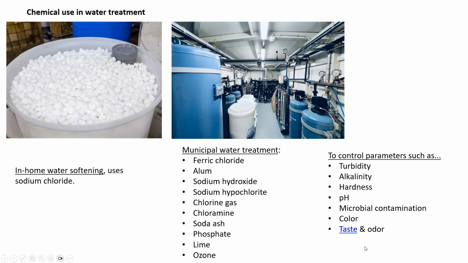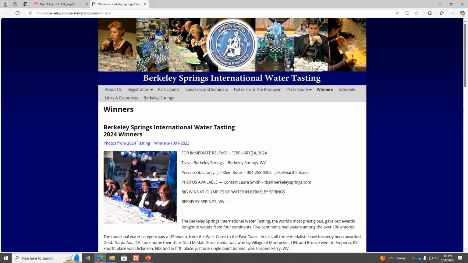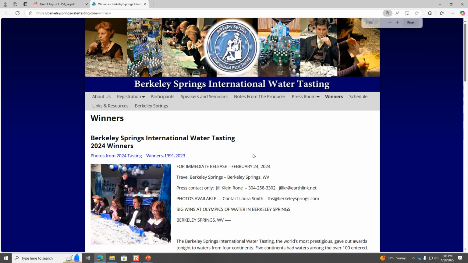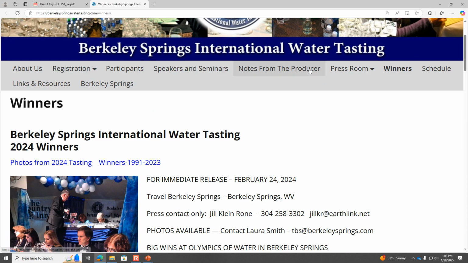One interesting thing on the subject of taste, some drinking water tastes great. Some drinking water tastes terrible. Even though it's safe, it doesn't taste very good. So taste is a subjective thing, and there is a competition held each year, believe it or not, here in West Virginia. It's an international competition that's held in Berkeley Springs each year. It's the Berkeley Springs International Water Tasting event. And people come from all over the world to taste water.